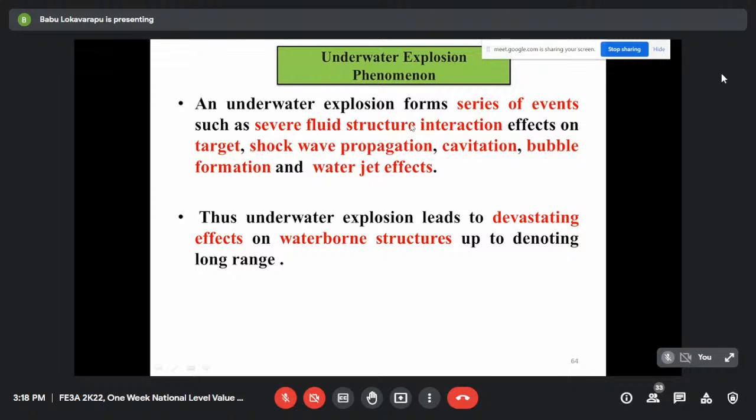So there are several phenomena during underwater explosion. There is a series of events such as severe fluid structure interaction, effects on target, shock wave propagation, cavitation, bubble formation, and water jet effects. Basically, the bubble formation we don't need to consider, because water is incompressible, right? Therefore, the bubble formation effect can be ignored. And water jet effects, these are the series of events. And underwater explosion leads to devastating effects particularly on marine structures, up to some distance. That distance we are going to find.